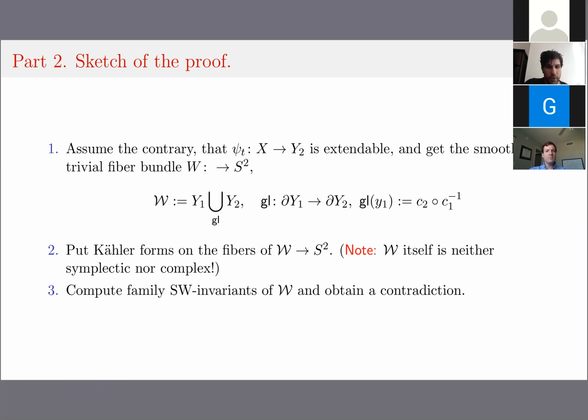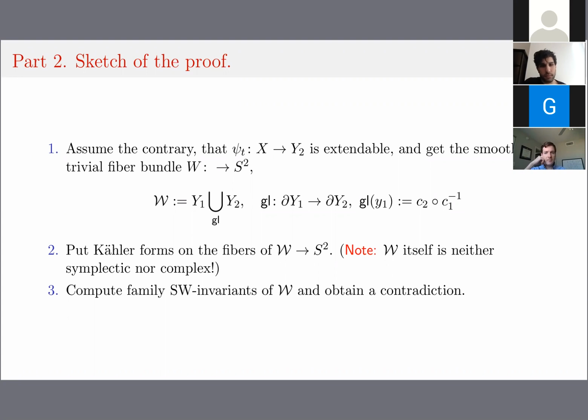A quick question for number 2. When you put your Kähler forms on the fibers, are you literally just picking a family of these 2 forms, or are you picking a kind of global 2 form that restricts to a Kähler form on each fiber? Well, you can do it with a global 2 form, but the global 2 form will not be closed. There will be a 2 form on W so that it restricts to each fiber as a Kähler form, but the global form itself will not be closed. But we'll get to it very soon.